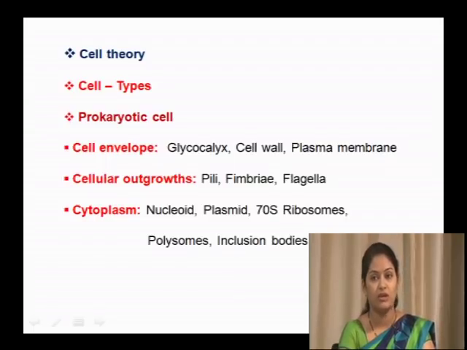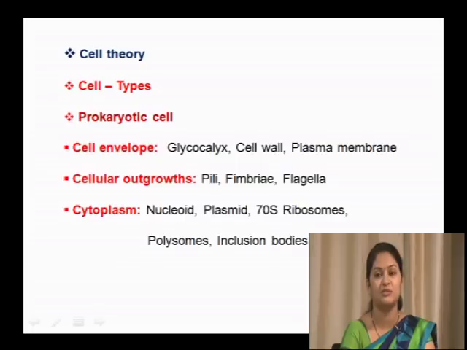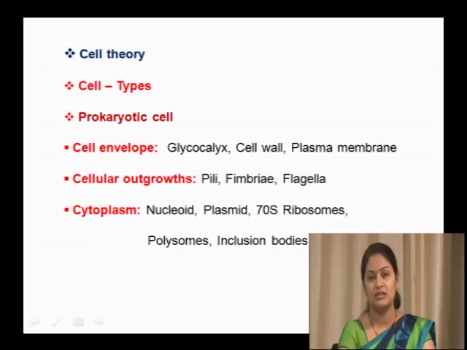Prokaryotic cell has the following structural components: cell envelope, cellular outgrowth, and cytoplasm. Cell envelope is made up of three layers: glycocalyx, cell wall, and plasma membrane. Glycocalyx contains a slime layer as well as a capsule. Cell wall is a layer made up of murein or peptidoglycan, and based on the chemical composition it can be classified into gram positive and gram negative. And the third component is plasma membrane, which shows inward foldings called mesosome.